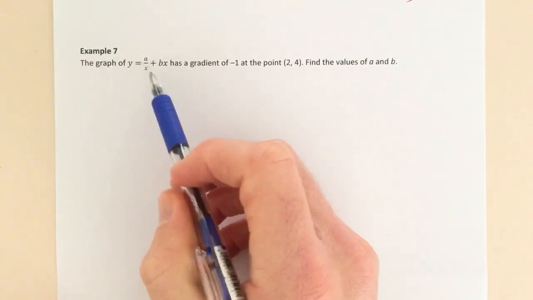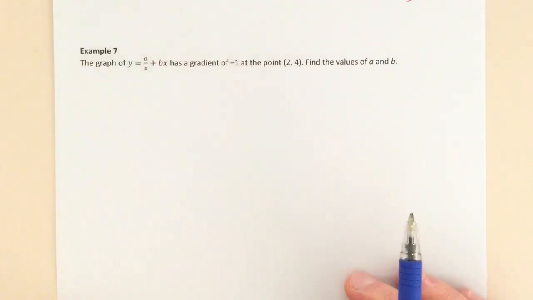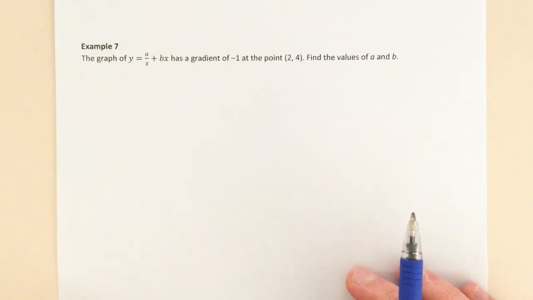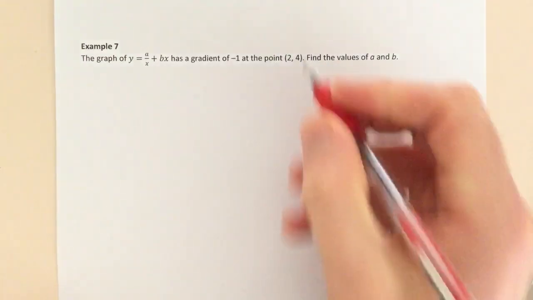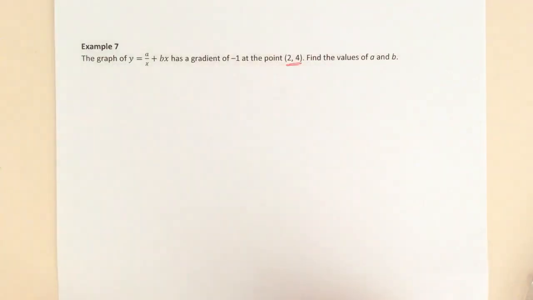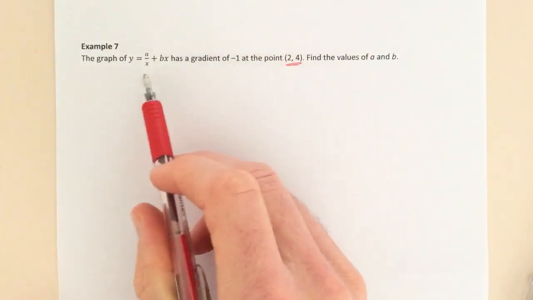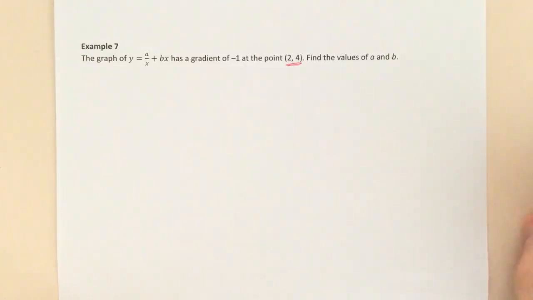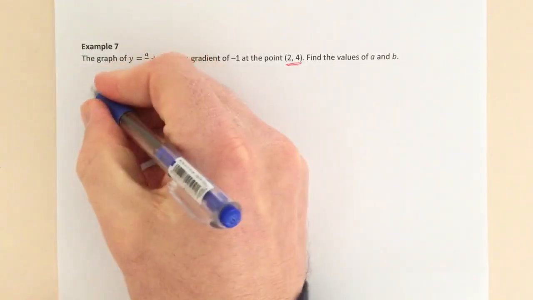And typically speaking, if you've got two unknowns, you need two pieces of information, maybe two equations to set up so that you can solve for those unknowns. Well, let's see, what do we know? We know that if this graph goes through the point (2, 4), then at some point x must equal 2 and y must equal 4. So that's actually some information that we can sub in straight away.